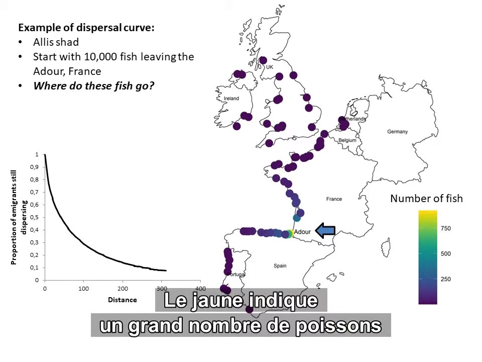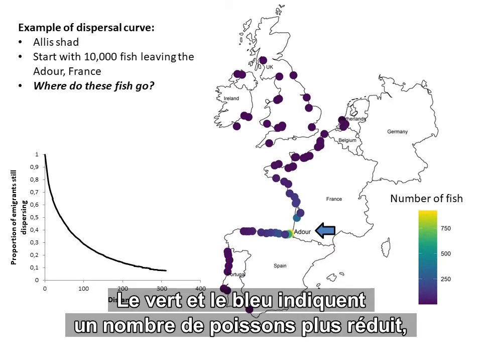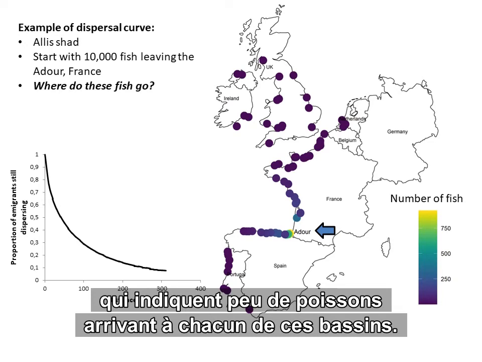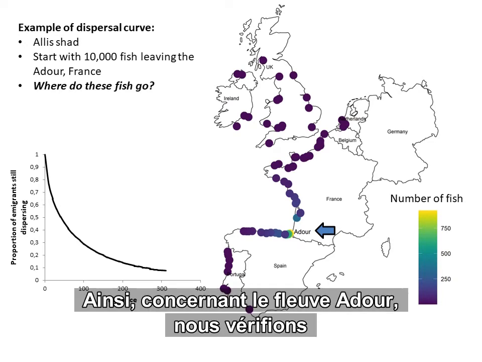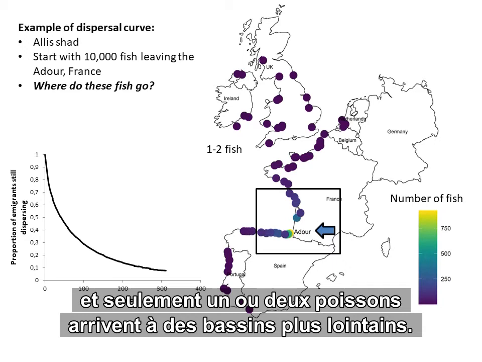So when you see a yellow color, there's a large number of fish that are dispersing to that catchment. And with the green and the blue, it's a smaller number of fish moving out to the purple dots that only have a few fish that are entering each of those catchments. So we can see for the Adour River that most of the fish are staying relatively close to the catchment, and you only get 1 or 2 fish that are moving into each of these catchments that are further away.